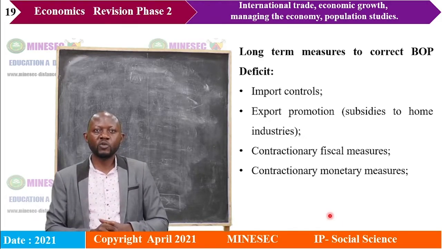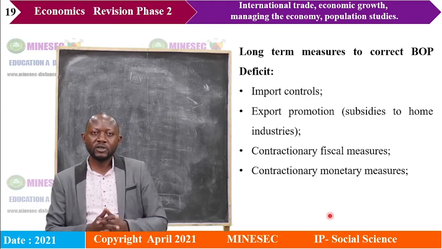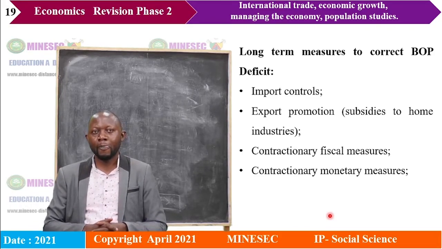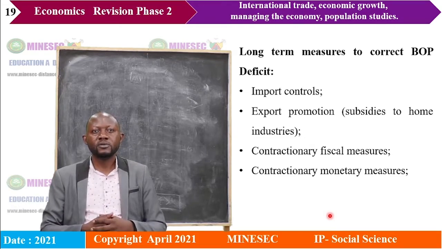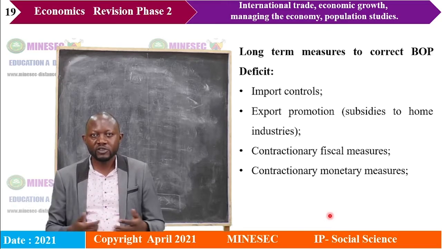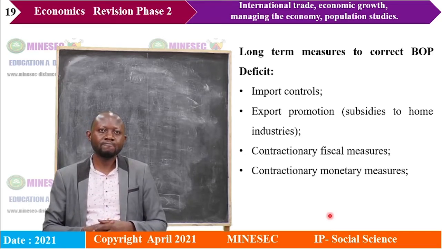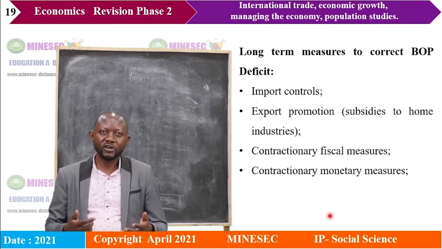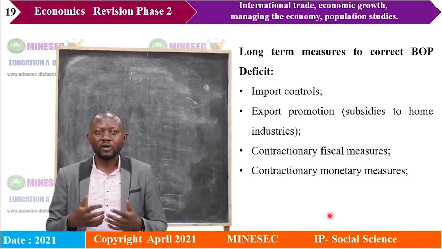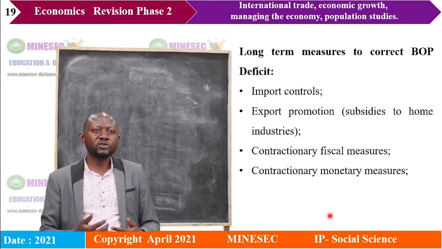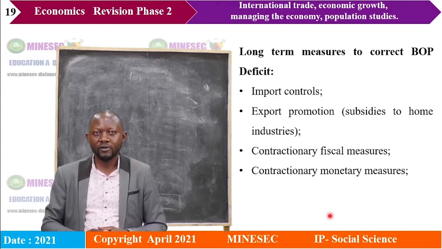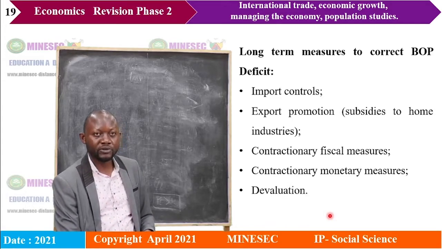Equally, a contractionary monetary policy will act in a similar manner. With contractionary monetary policy here, we're thinking about probably increasing bank rates, calling for special deposits and so forth, selling securities in the open market. All that is going to reduce aggregate demand, and finally reduce importation.